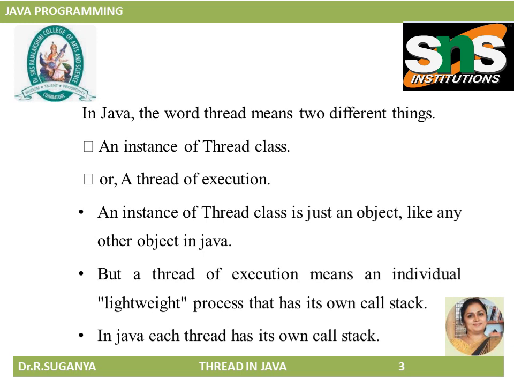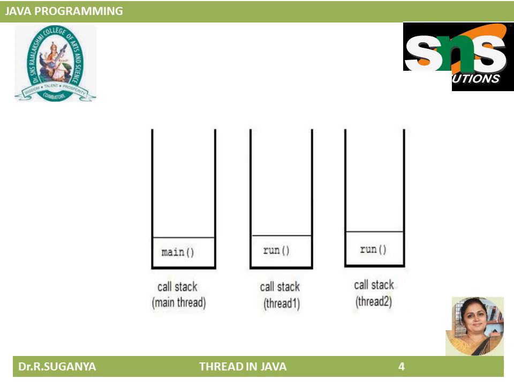In Java, each thread has its own call stack. So there is main, run, and another thread too will have a run method. So the main method and two run threads.